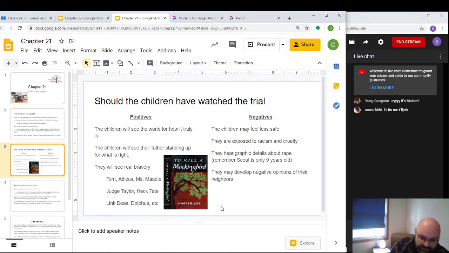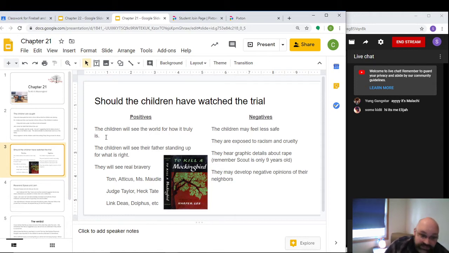Jem was very protective over him, and so was Scout when the mob came to attack him, or at least get him out of the way so they could attack Tom. So it's reasonable to assume that he knew they were there, even though he kind of acts like he didn't know. So why would they benefit from being at the trial?